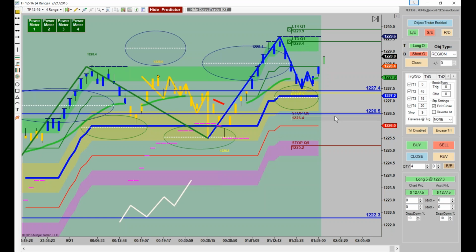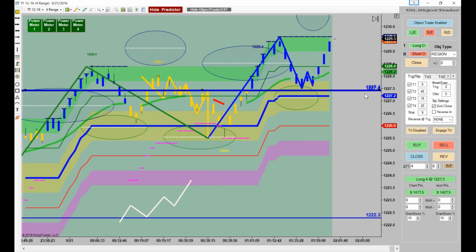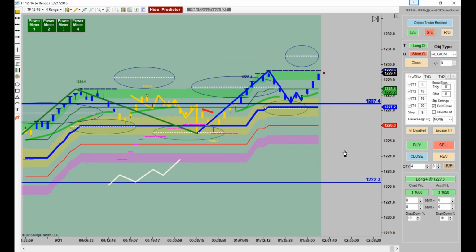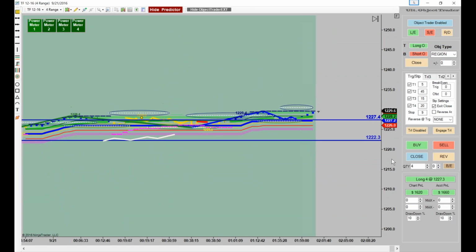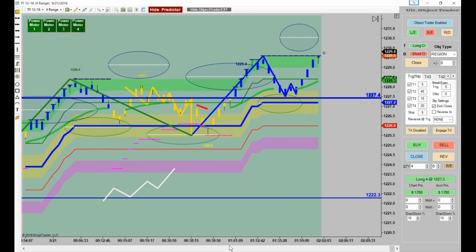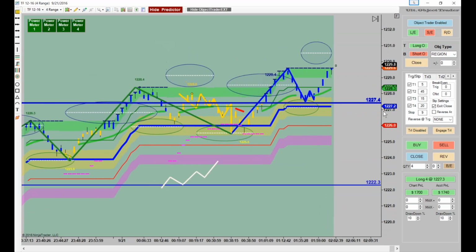Now, if this will break this, see how that's a higher low than this right here? This swing gets broken, guess what? You can bring your stop all the way under there. See there? I'm not sure why we lost our other target, but we still have 4 on.